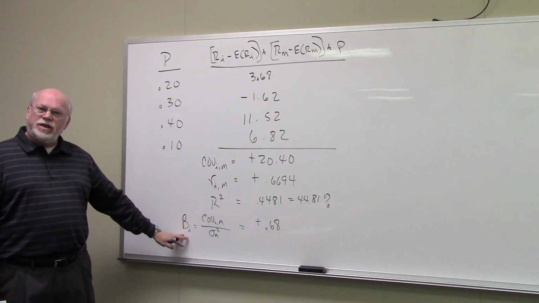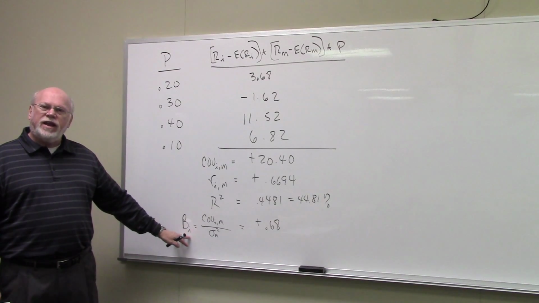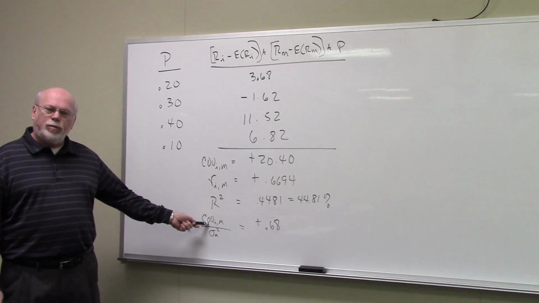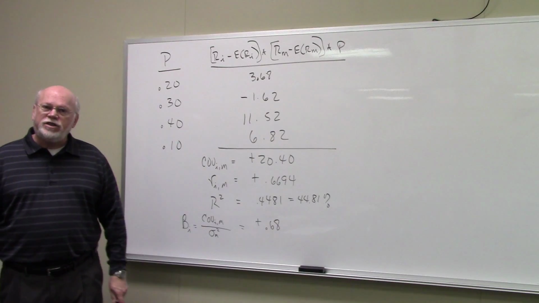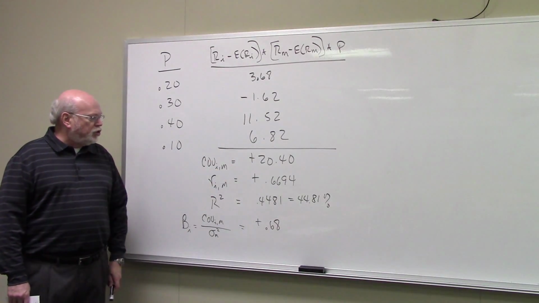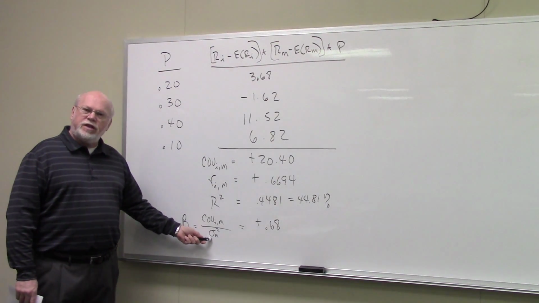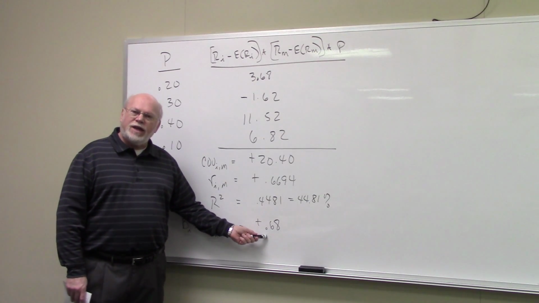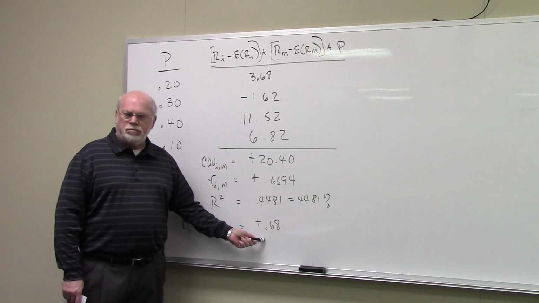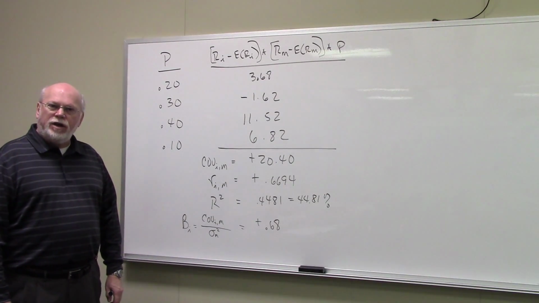The beta statistic is the slope of a characteristic line in investments. Beta is defined as the covariance between the stock and the market divided by the variance of the market. In this case, the covariance was 20.40, and you divided that by the variance of the market, we got a positive 0.68. Again, this was the beta of the security.